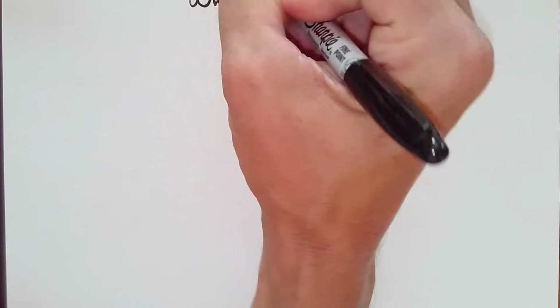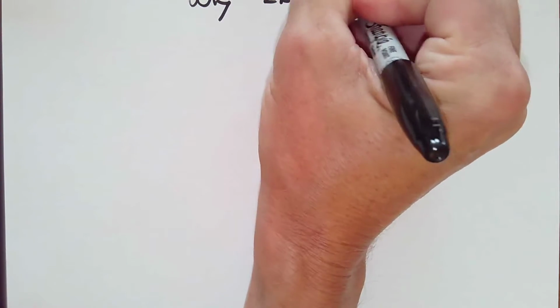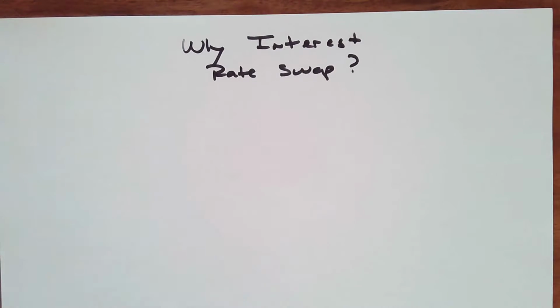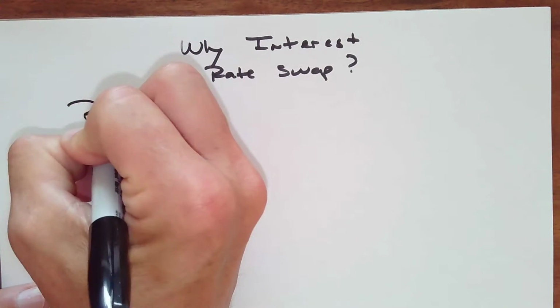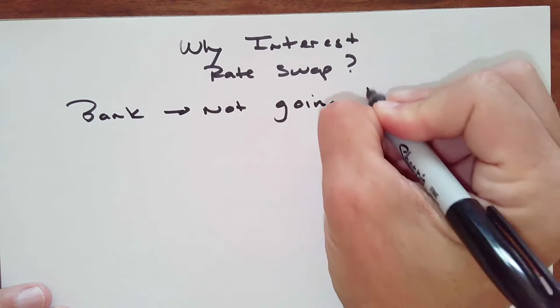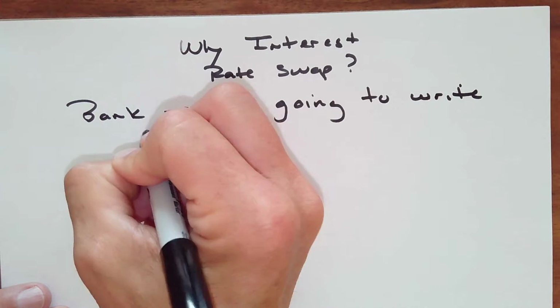Well, it's likely that the bank is not going to underwrite a fixed rate loan for its customers because they believe that interest rates are much more fluid, and they would rather get their interest sensitive receivables, their loans, to fluctuate with their interest sensitive liabilities, their deposits. So banks are generally not going to write fixed rate loans.